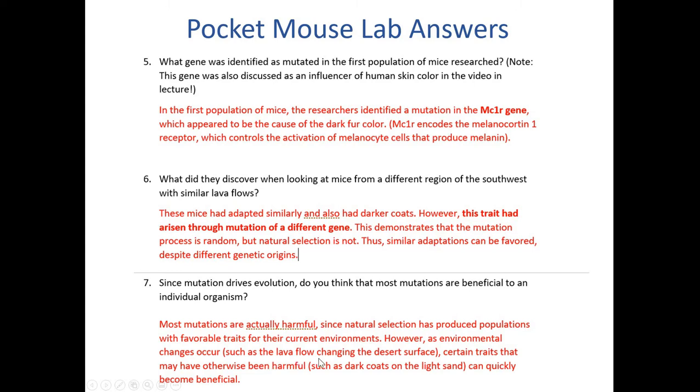In the case of the mice, this is the lava flow that changes the desert surface color. In that case, certain traits that may have otherwise been harmful, like dark coats against the light sand, normally would have been harmful, but these traits can quickly become beneficial after these environmental changes.